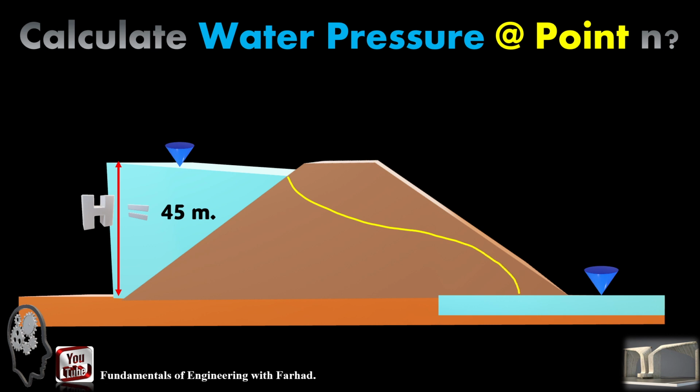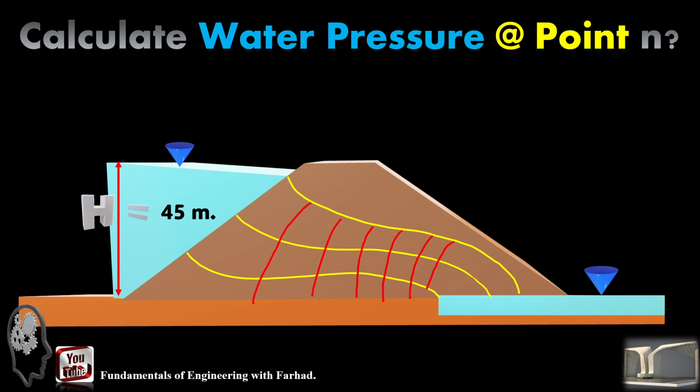we can set our downstream side as our base, and by creating the flow net and isopotential lines, we want to know if we have 2 points, M and N, what is the water pressure at point N. So we want to calculate the water pressure at point N by the given information.